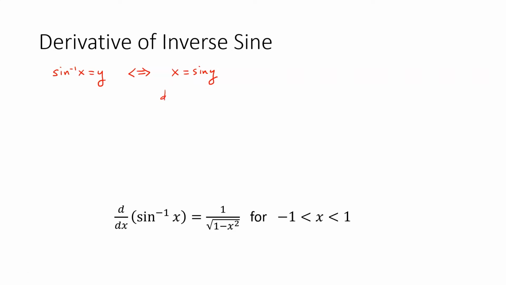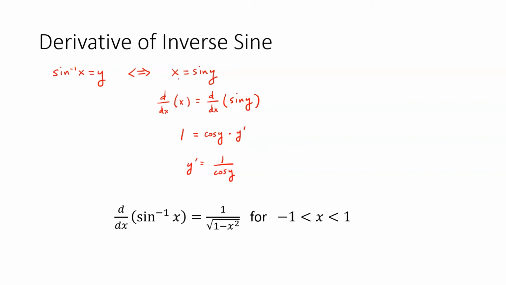So let's take the derivative of each side with respect to x. On the left side we get 1 equals the derivative of sine, on the right side will be cosine of y times y prime, because we're solving implicitly. So therefore y prime will be 1 over cosine of y.